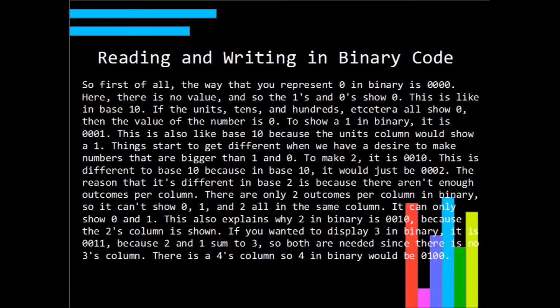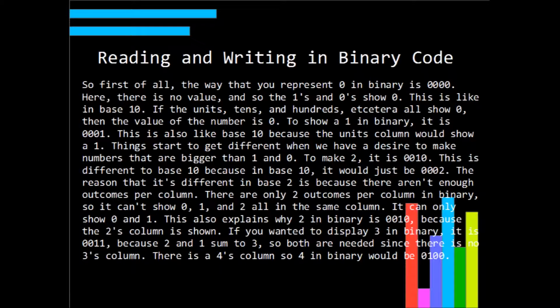So to make 2 in binary, it's 0, 0, 1, 0. This is different to base 10 because in base 10 it would just be 0, 0, 0, 2. The reason that it's different and we don't use 0, 0, 0, 2 is because there aren't enough outcomes per column. There are only 2 outcomes per column in binary. We only have an on and an off for a wire, so it can only show a 0 or a 1. But the 2 in binary we don't actually have space for, because we're counting in base 2. We only have zeros and ones.